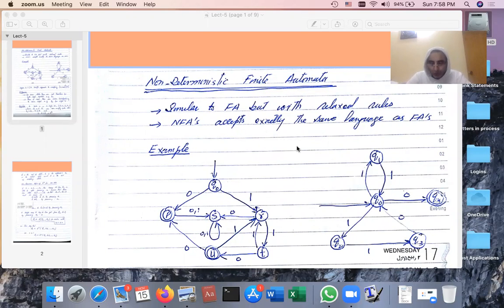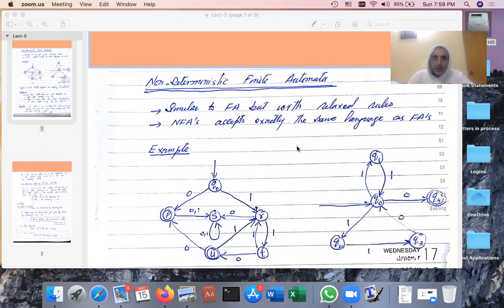Let's start with the new topic of non-deterministic finite automata. Previously we studied finite automata, and this is another type of finite automata which is non-deterministic. The first thing is that it should be very much similar to the already studied finite automata, but there are some relaxed rules that you have to consider. Those relaxed rules are related to the outer degree of the states.